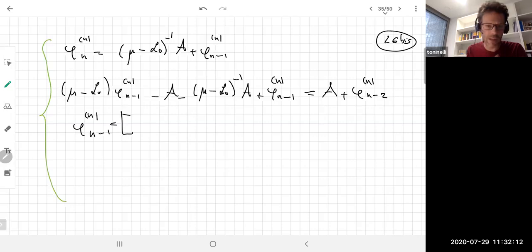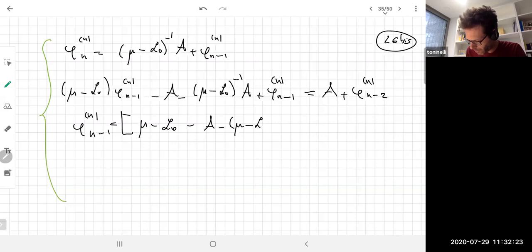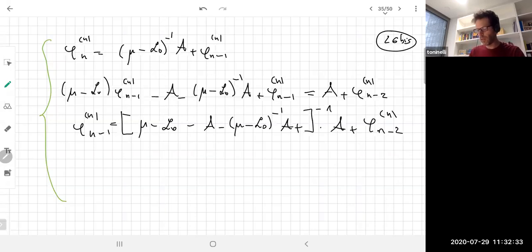Is the inverse. Of course, the more you proceed, the more it gets complicated and difficult to write down, but there is a very simple iterative way to write it down. Minus a minus mu minus L0 minus 1a plus applied to what? Inverse applied to a plus phi n minus 2. Okay, so now we have solved somehow the second equation, and then you go on.